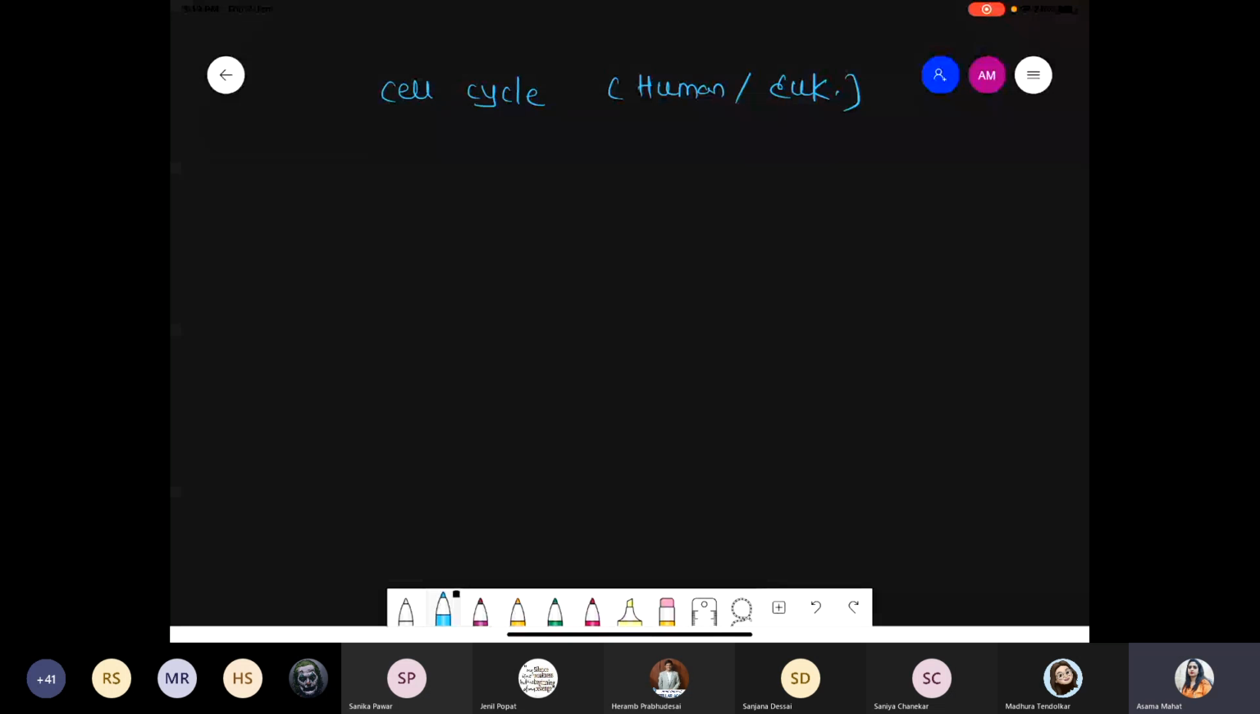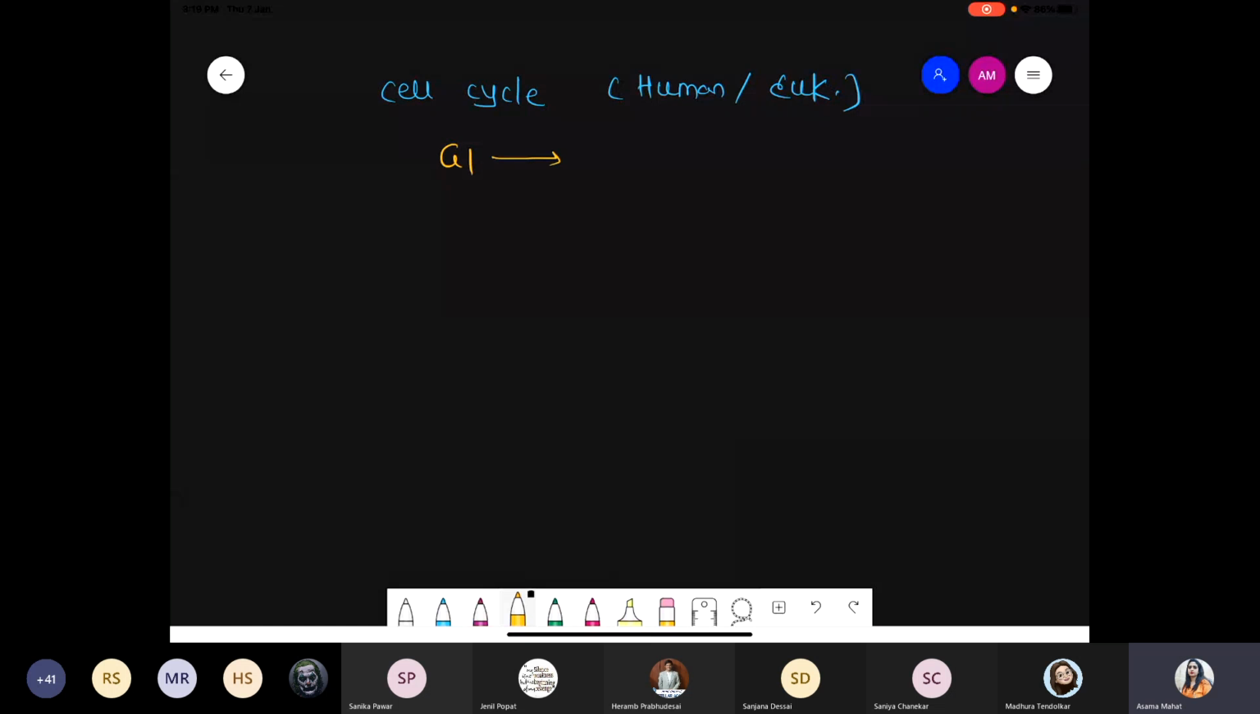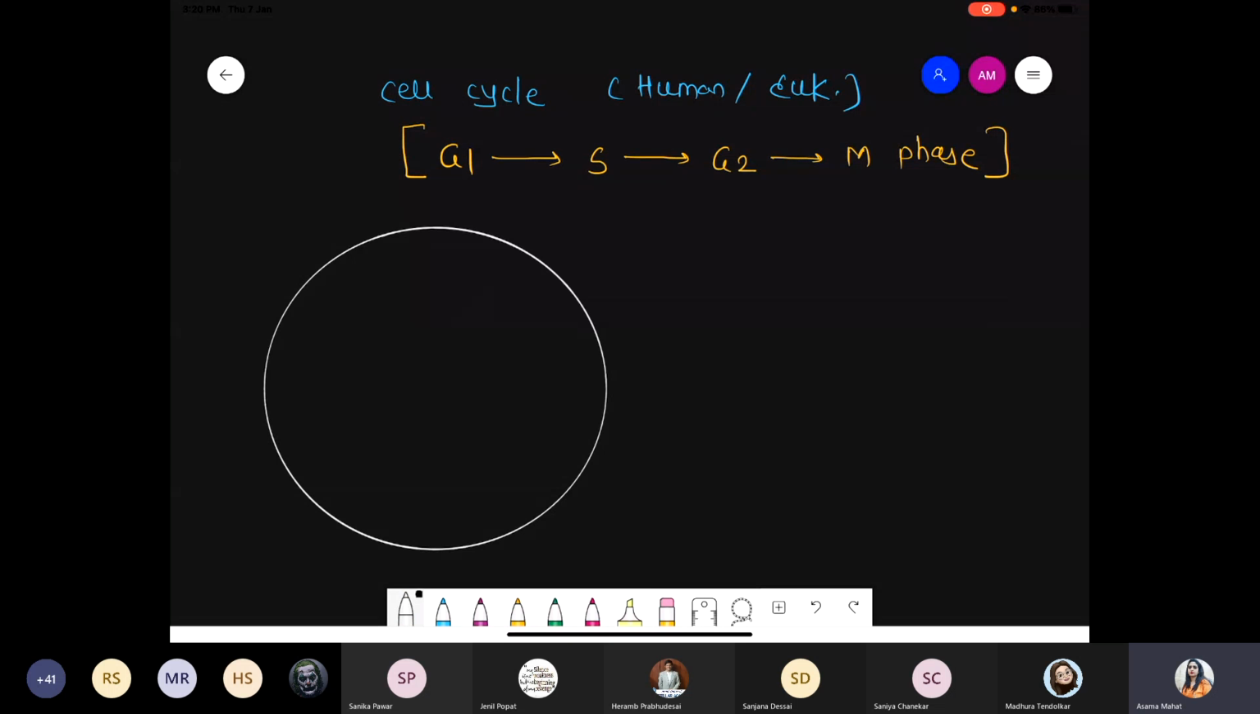So normally, when we are talking about the cell cycle, a few phases are included. For example, there is the G1 phase, followed by the S phase. After that there is the G2 phase, and finally the M phase. So this is the exact sequence for cell division: G1, S, G2, and M. Quickly, one by one, we'll discuss what exactly the cell cycle is and what kind of events occur.